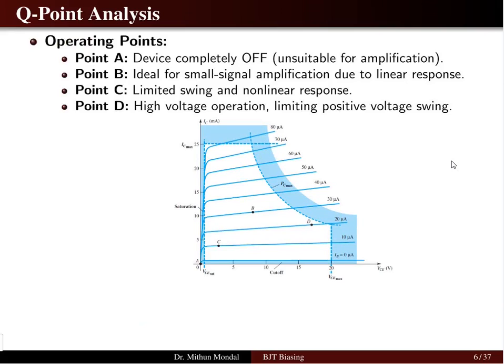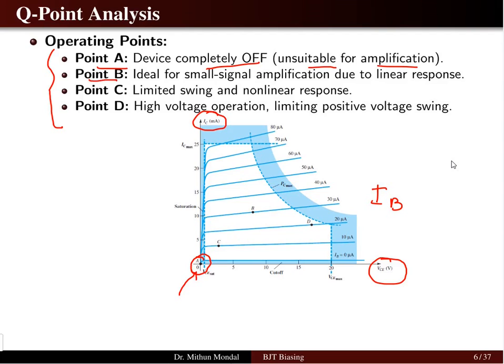Q point analysis we have done. Basically, we have seen that when we draw a curve between the collector current and collector to emitter voltage for a fixed value of the base current, then we basically get the curve which is in the active region. Here we have different points which we can think of, like point A on the curve. Here the device is completely off and this is unsuitable for the amplification process. At this point A, the collector current is 0 and the collector to emitter voltage is also 0.